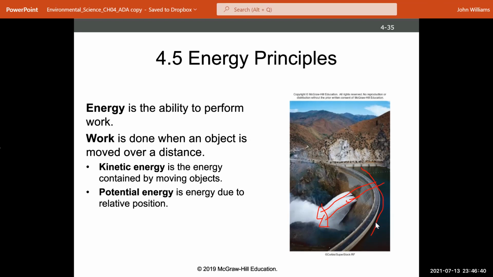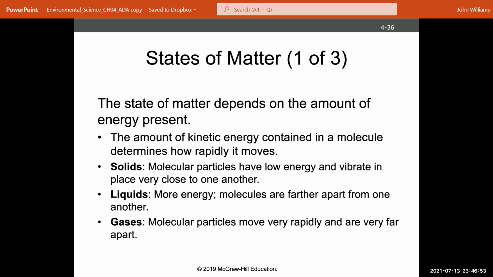So you have the potential energy in the water being stored up high, and then when that water is allowed to move down with gravity, the kinetic energy is transferred in those moving objects.